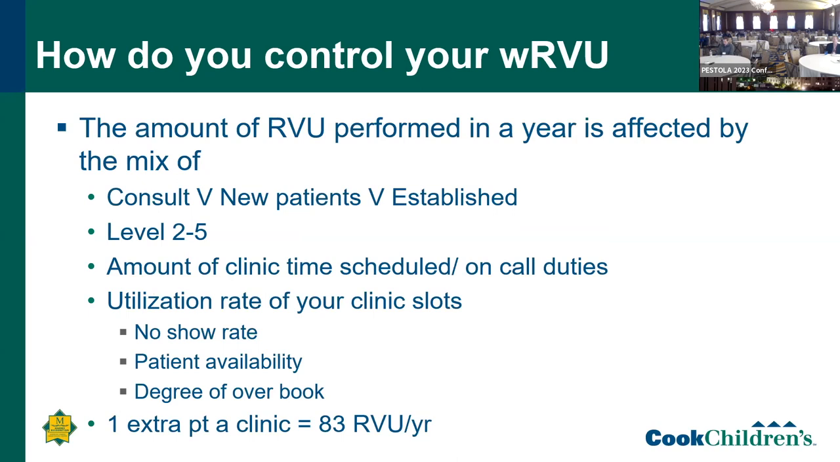So how do you control your RVUs? Well, basically, the amount that you earn in a year is affected by the mix of whether you see consult patients, new patients, or established patients, because each individual billing type has a different RVU associated with it. So we start off with a 99212, the amount of RVUs is probably 0.8. You get up to a 213. It gradually builds up because it reflects the complexity of what you're doing.